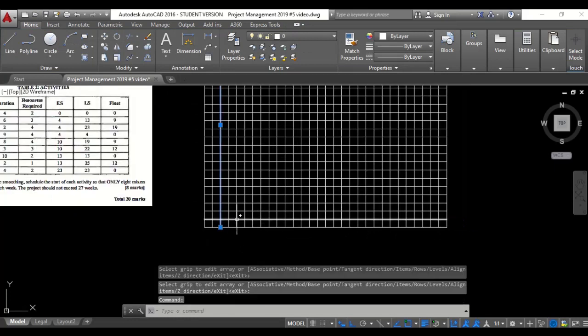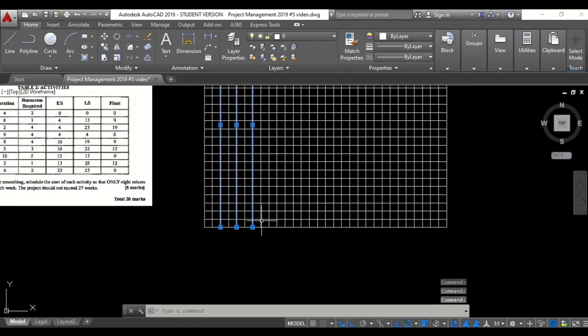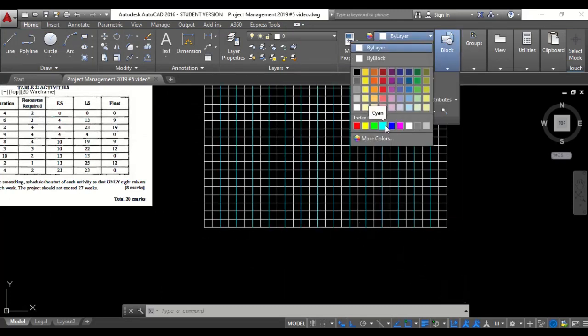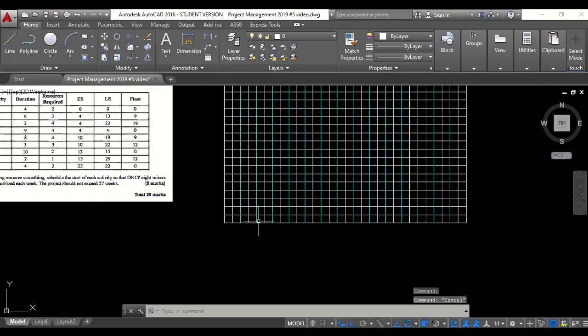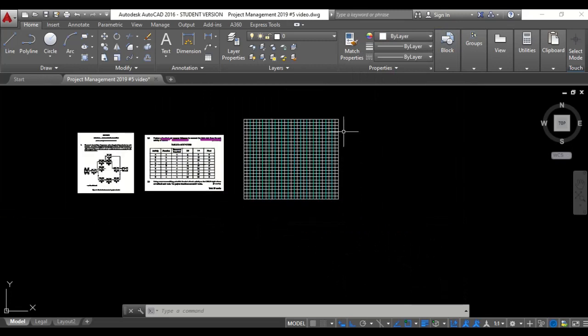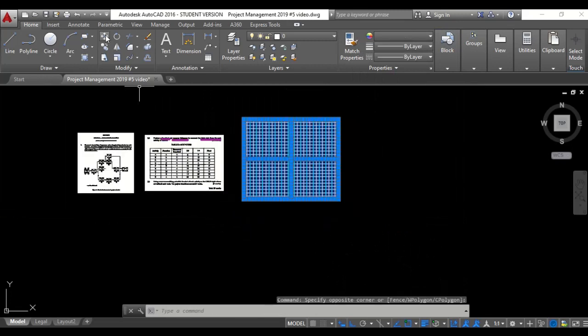I'm going to be now selecting every other line, making it a different color so that it's easier visually. And now I'm going to be labeling my Y aspect of it, which is representing the activities. Let me just move this over a little bit.